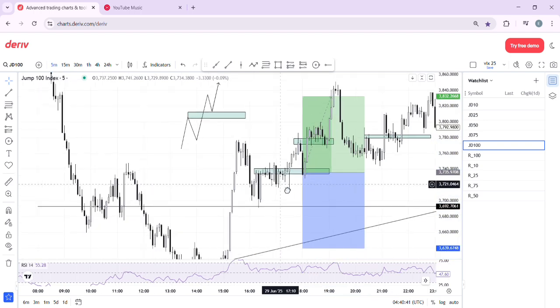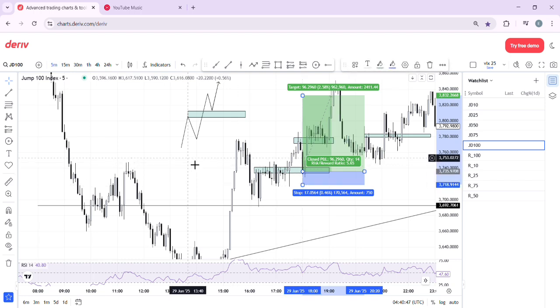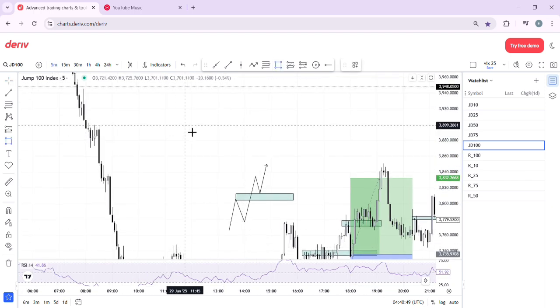Here, taking my trade. Now, the reason I said indecision candles is I like to put my stops below indecision candles. Now, what are indecision candles? Indecision candles are simply candles like this kind of candles. Let me show you.